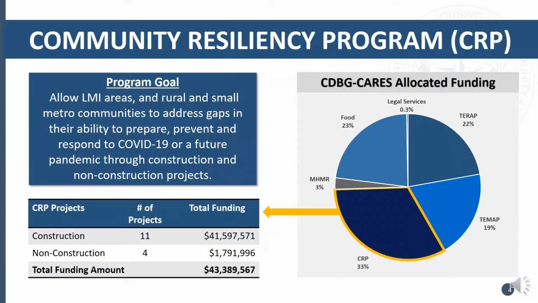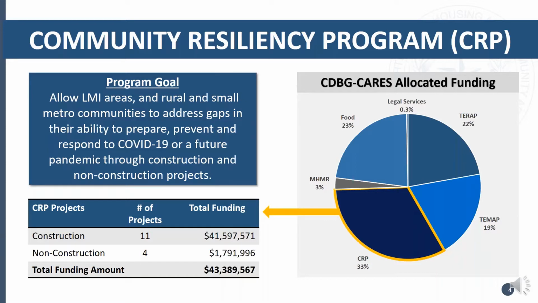Here is the slide that goes over the Community Resiliency Program, also known as CRP. The program goal for this particular program is to allow LMI areas and rural and small metro communities to address gaps in their ability to prepare, prevent, and respond to COVID-19 or other future pandemics through construction and non-construction projects.